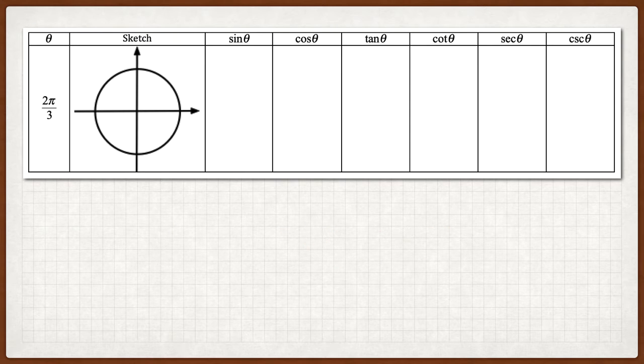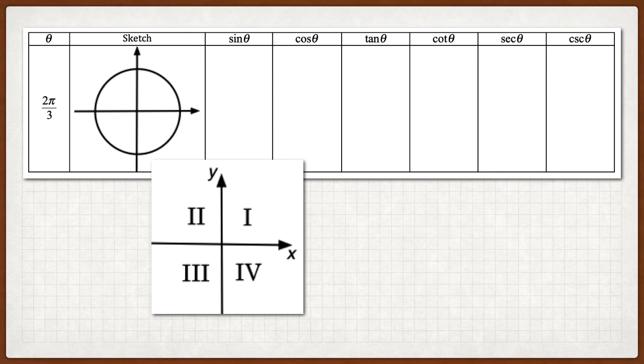Suppose you are asked for a trig function evaluated at 2 pi over 3. Step 1. Identify the quadrant. Remember, the top right quarter is quadrant 1, and then counterclockwise, quadrants 2, 3, and 4. Pi radians equals 180 degrees, half a circle. Start at the positive x-axis. 2 pi over 3 is 2/3 of the way, 120 degrees. We are in the second quadrant.